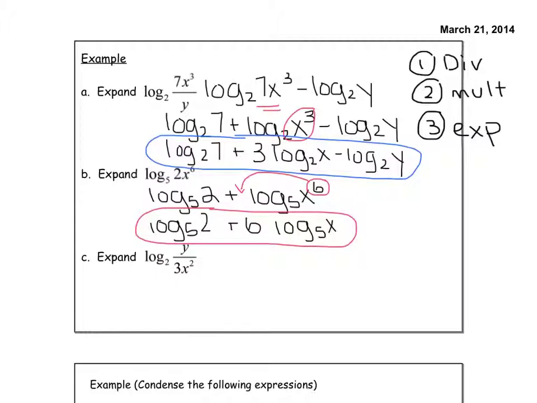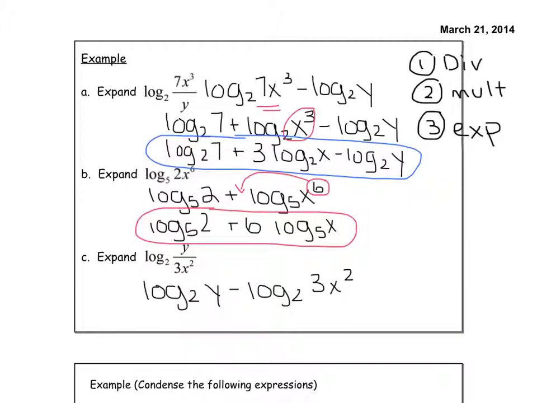Now the last example has a little bit of a trick to it also. We still go through the same steps. We first get rid of division. So it's log base 2, sorry, that's my dog, log base 2 of y minus log base 2 of 3x squared.